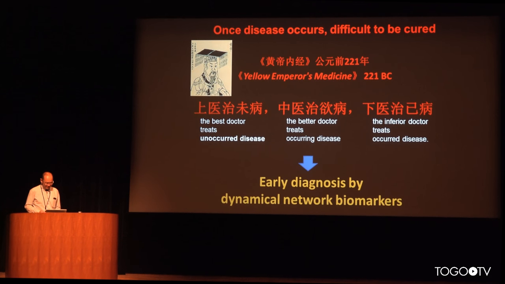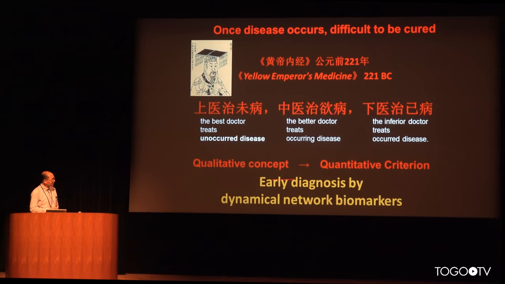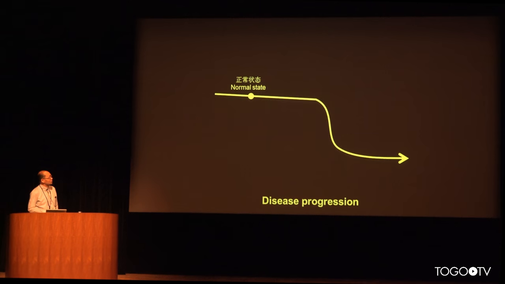But anyway, even 2,000 years ago we had such a good concept, but it's a qualitative concept. Based on the standards of science, we have to quantify it. Otherwise, we cannot apply it to practical clinical applications. So next, we are going to talk about a new theory on how to quantify the unoccurring disease.